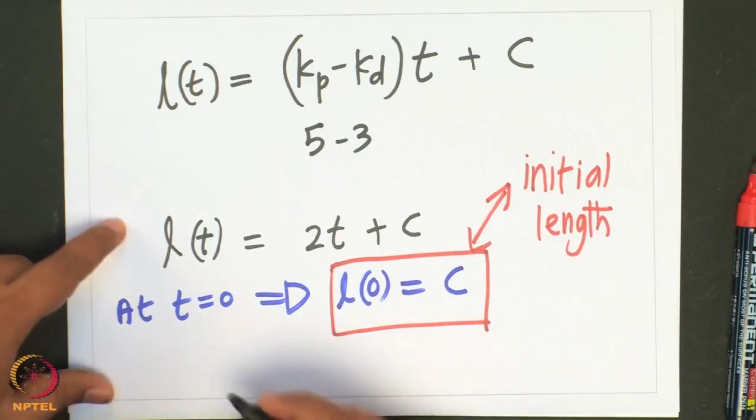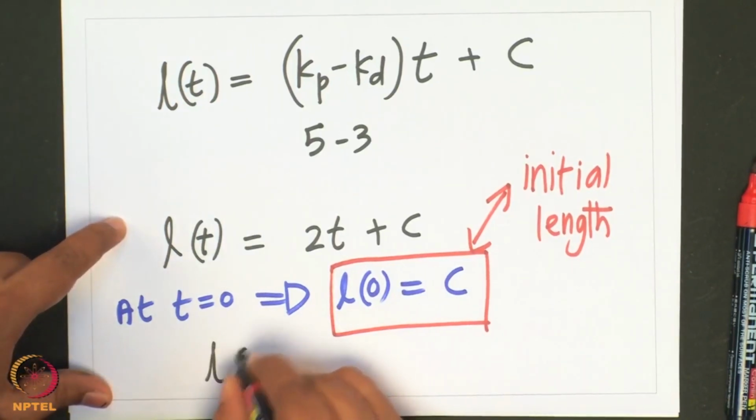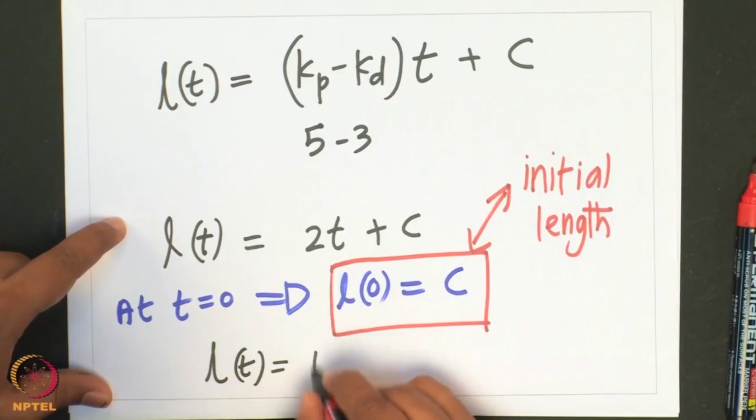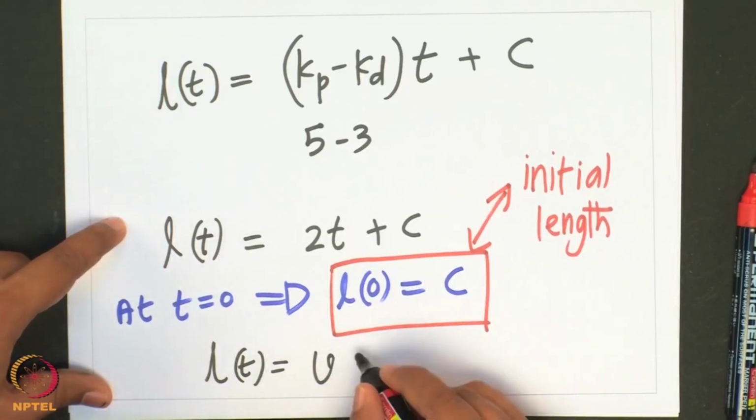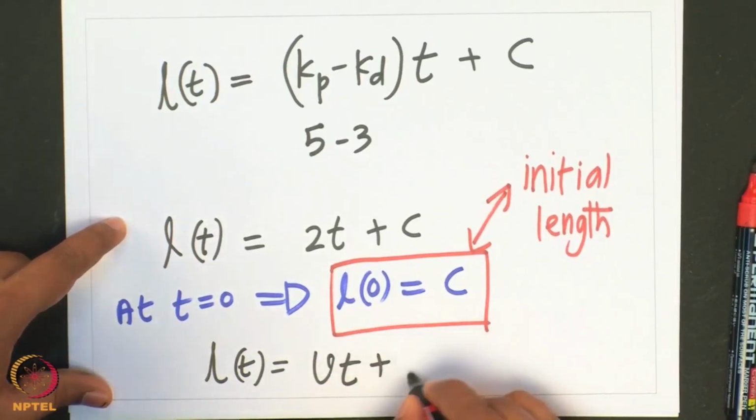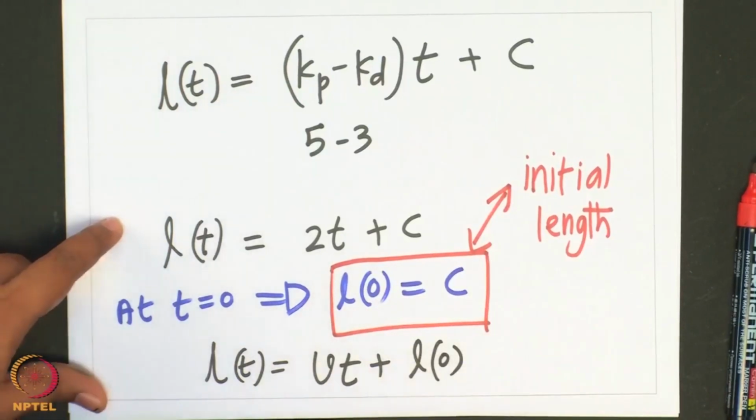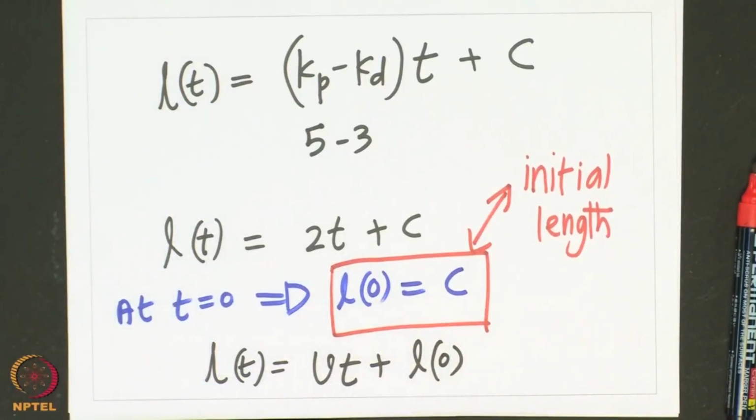So, this says that I can know the length of the actin at any time t if I know the speed of growth v, which is Kp minus Kd, plus the initial length L0. This comes from this idea of integrating, or calculating the integral of a function, in this case the function which we said is the rate of polymerization.